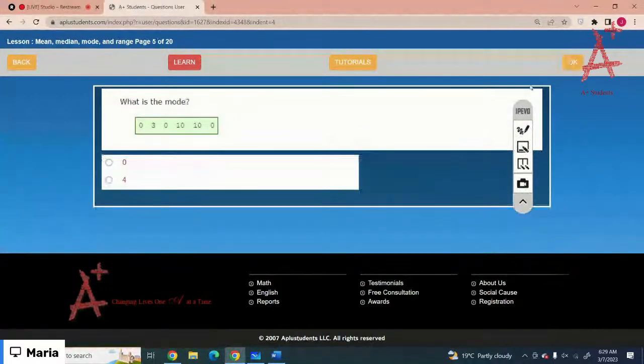Okay, again, you have to calculate the mode of the value. So the mode is the number that appears the most in the data. So which is the mode, 0 or 4? 0 is the mode. Got it?